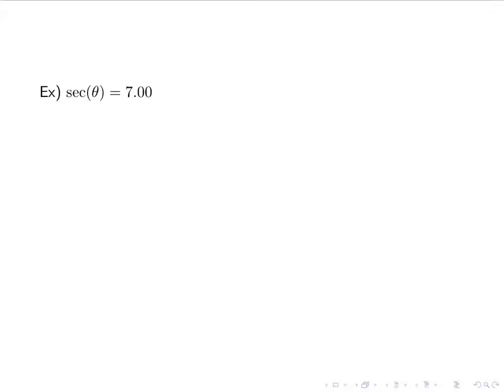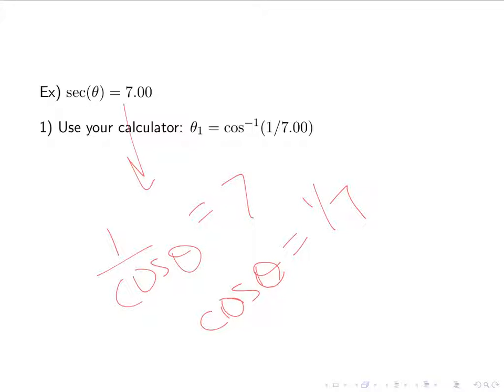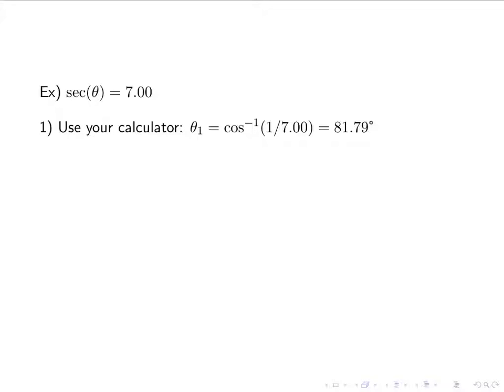And let's try another one. Secant of theta is 7. So remember that secant of theta is 1 over cosine. So I'm going to change this into 1 over cosine of theta is 7, which means cosine of theta is 1 over 7. So theta is cosine inverse of 1 over 7. You take the reciprocal trig function, you take the reciprocal of the number. So cosine inverse of 1 over 7, and we get 81.79 degrees.